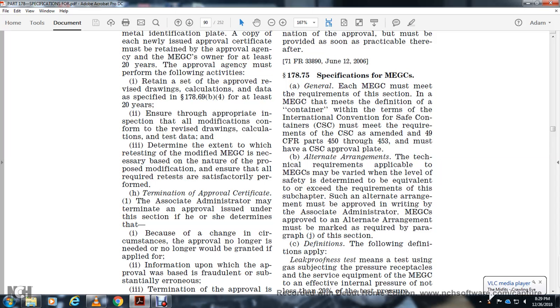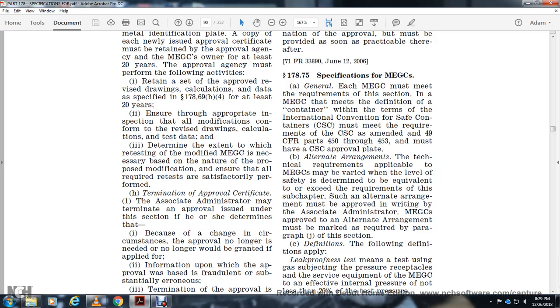Alternative arrangement: the technical requirements applicable to the MEGC may be varied if the level of safety is determined to be equivalent to or exceeds the requirements of this subchapter. An alternative arrangement must be approved in writing by the associated administrator. An MEGC approved under the alternative arrangement must be marked as required by paragraph J of this section.